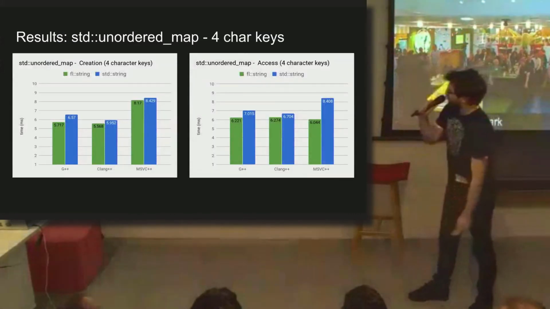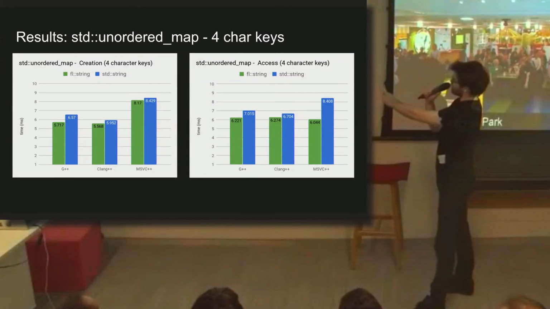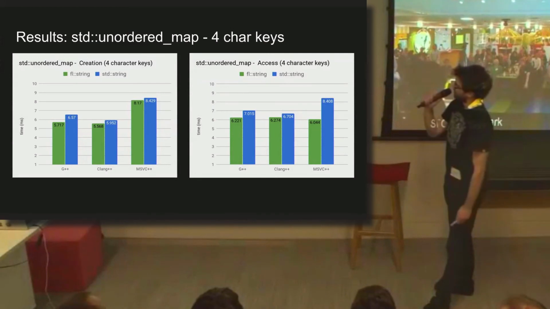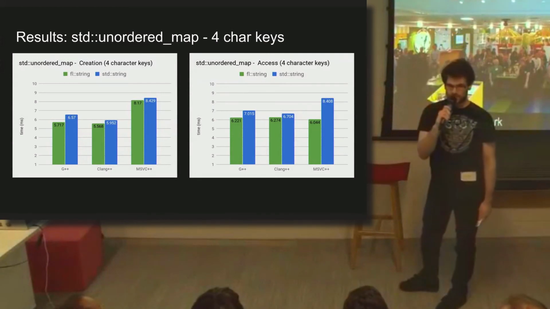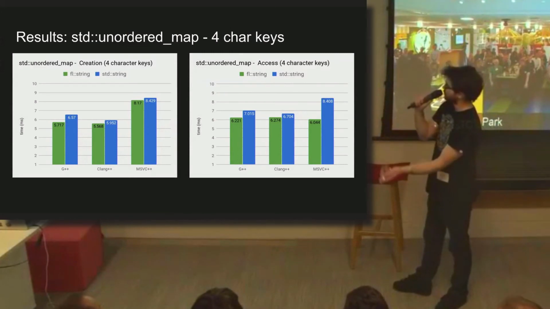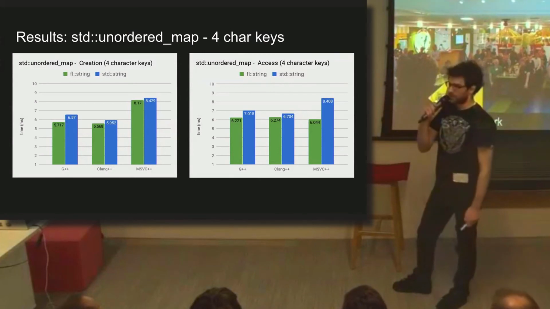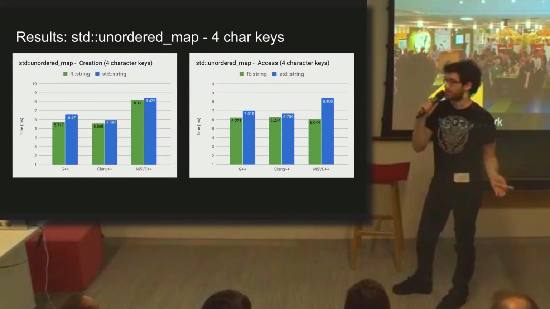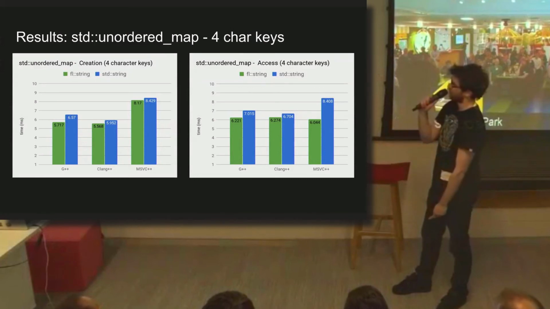And we can see straight away that through both map creation on the left and map access on the right, fixed length string has a consistent advantage in that it is much faster to create the map, and it is faster to access the map. And also keep in mind that when I say 4-character key, I'm only paying 4 bytes instead of 32 for a standard string, which is also much more friendly to your cache.